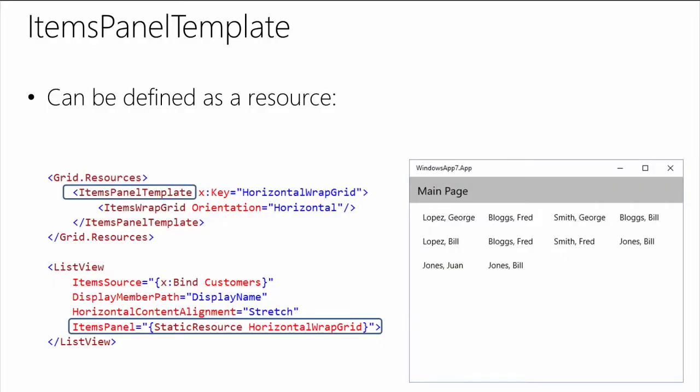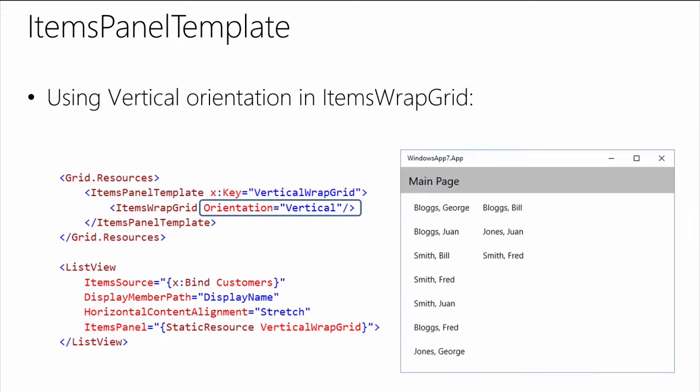Here's an example of leveraging a resource to define an items panel template. So we've got a key, HorizontalWrapGrid. We have the ItemsWrapGrid, again declared with orientation horizontal. And this time we're using ItemsPanel equals StaticResource HorizontalWrapGrid. Okay, so this could be handy if the type of panel you're using is set up in a special way and used maybe more than once. Yes, I get that. Maybe it's a signature presentation style. We love that.